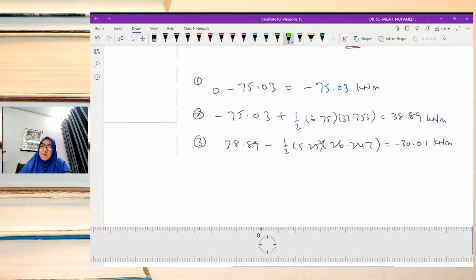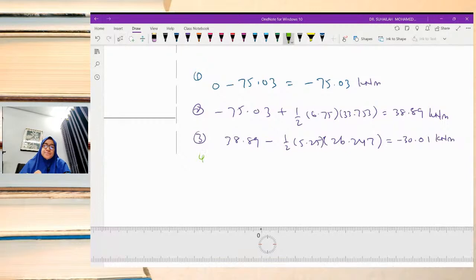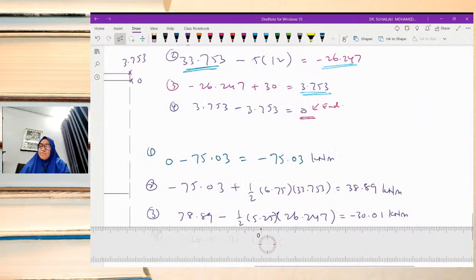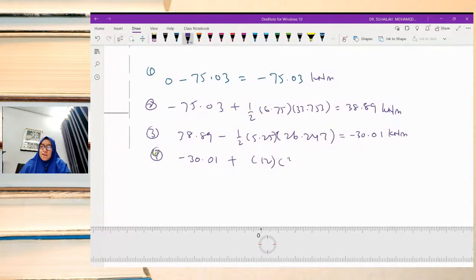Okay, the next step is for negative 30.01. We have to plus, it is 12 for the length and 3.753. Okay, what do you get? Negative 30.01 plus 12 times 3.753.